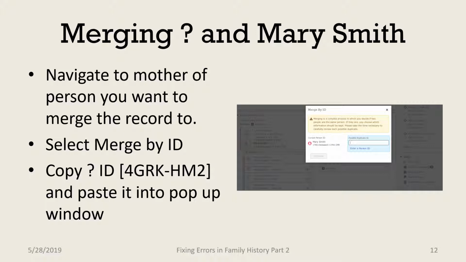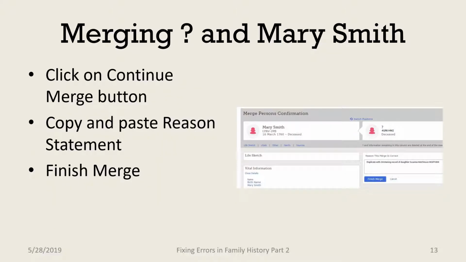This will bring up the merge page with Mary Smith on the left side and the unknown mother, 4GRK-HM2, on the right. Scroll down to add John Hutchinson, MGFP-933, as her husband, if not already on the left. And then click on the blue Continue Merge button at the bottom of the page.